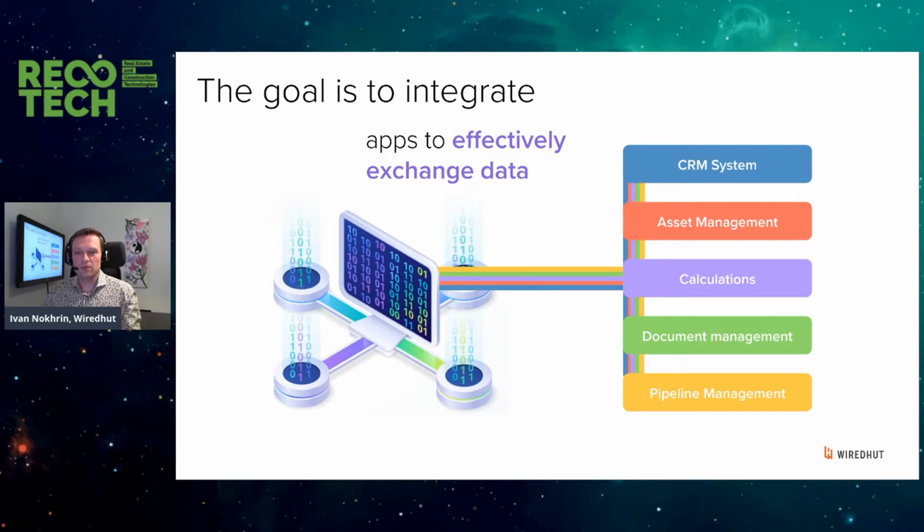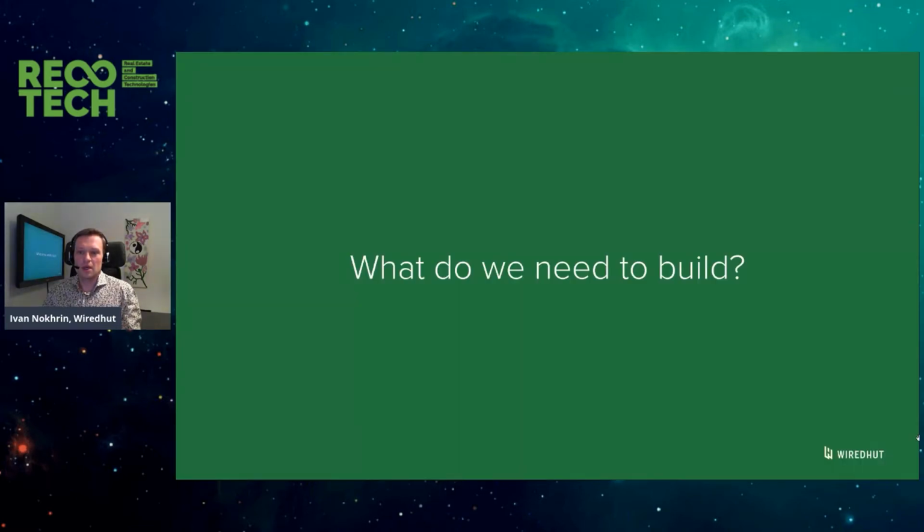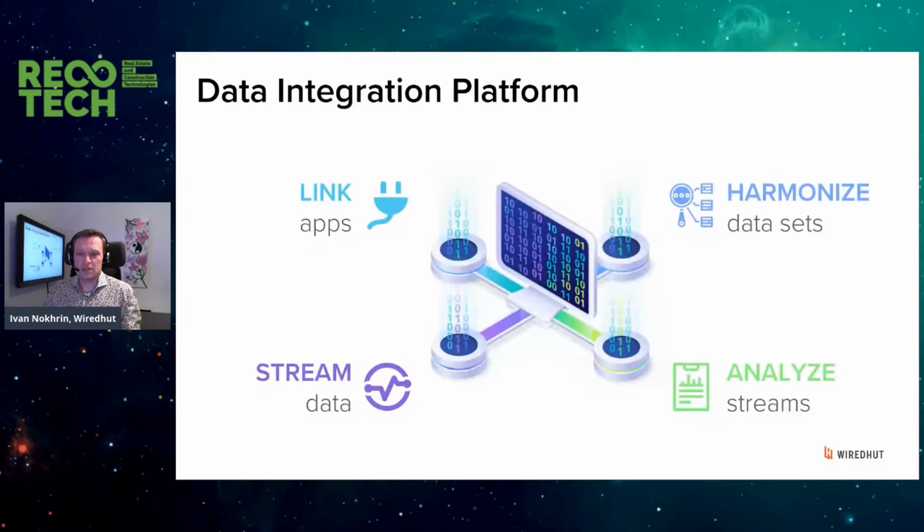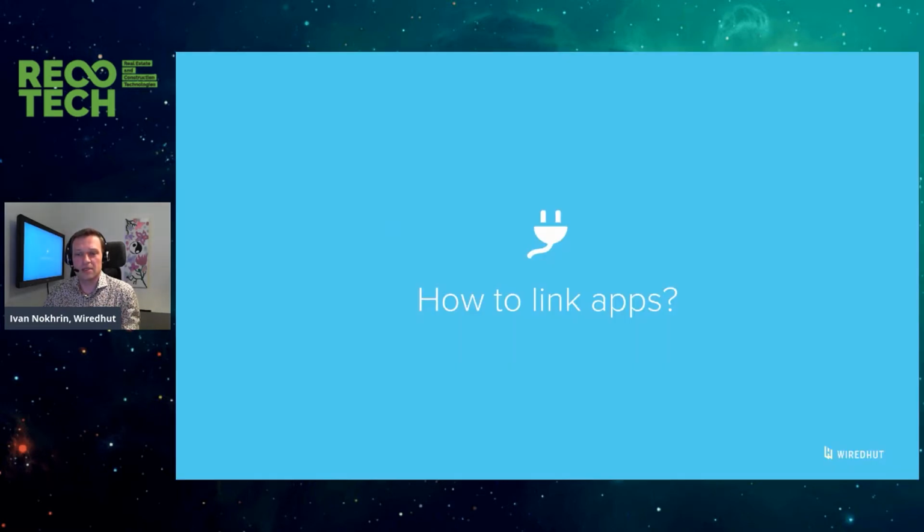What we want to do is to integrate apps and make them effectively exchange data with each other. What we need to build in order for us to have this effective data exchange is a data integration platform. We need to link applications together. We need to make sure that they can stream the data among each other, and that we can harmonize the data streams that we create between the applications, and then we analyze these data streams as a result.